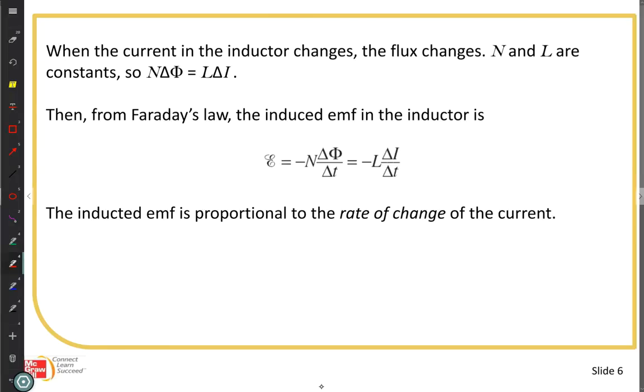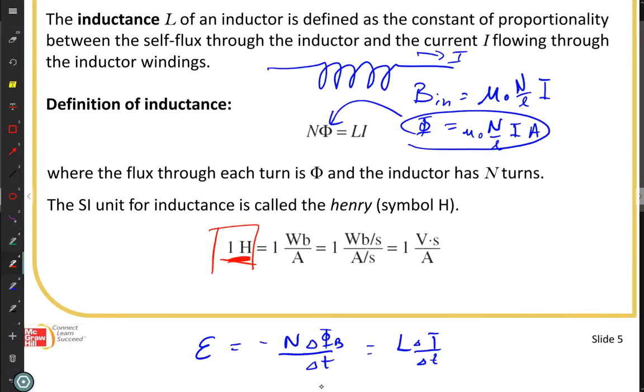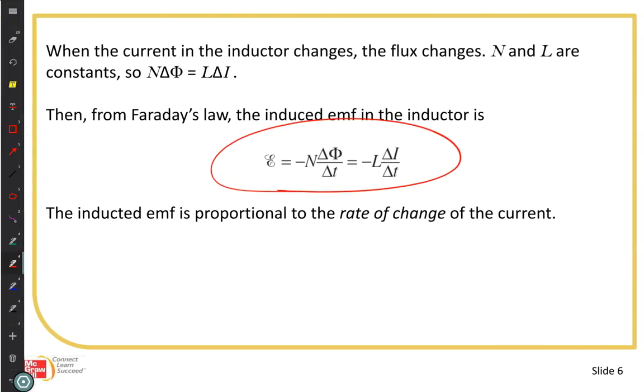So you've already seen this equation. There it is, except I had a minus sign, and I forgot to carry the minus sign. So the relationship between the voltage that's induced on an inductor due to the current changing is shown.